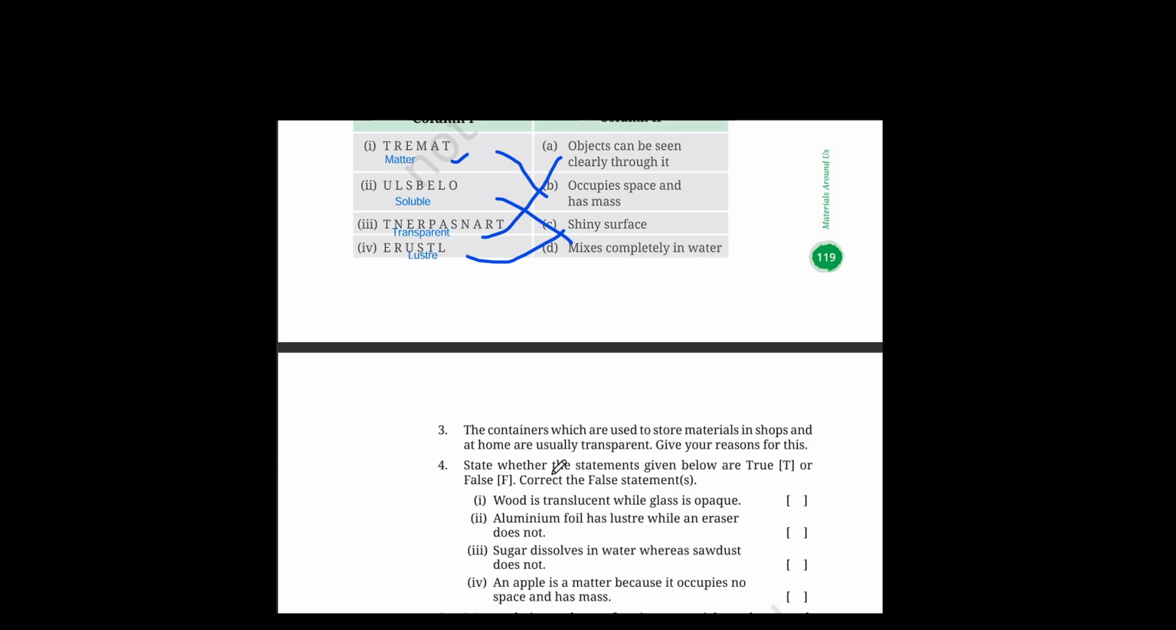So luster, it is a shiny surface. We have already unscrambled them. We can just match them: matter occupies space, soluble means it mixes completely in water, transparent means objects can be seen clearly through it, and luster has a shiny surface. Next question.